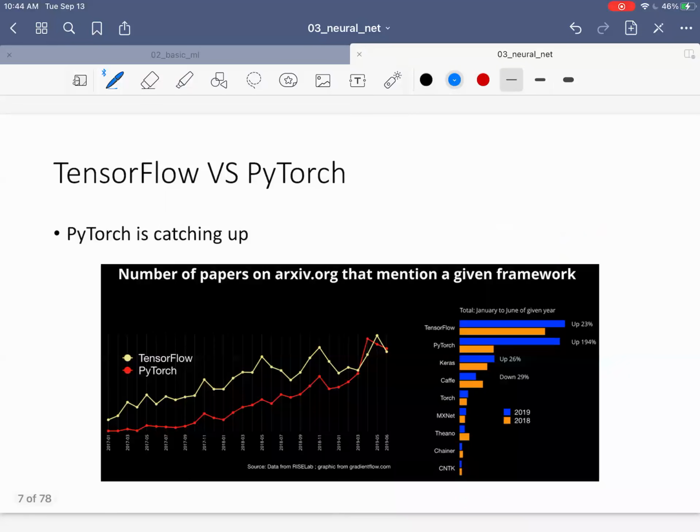This is another graph, even for papers on arXiv, showing the number of mentions of PyTorch compared to TensorFlow. PyTorch is catching up. This is like 2019. Before 2019, up until here, PyTorch was mentioned fewer times than TensorFlow, even in arXiv papers. But starting from around March or May of 2019, it's catching up, and probably these days it's reversed the relationship between the two.